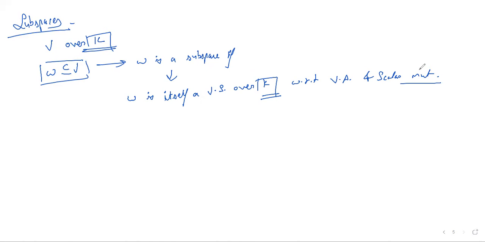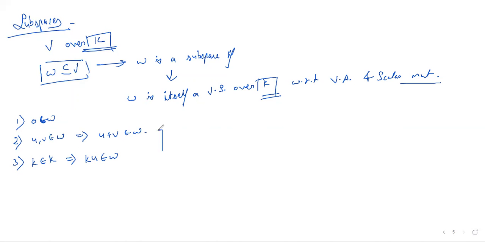Now let's see the simple criteria of checking whether W is a subspace or not. There are simple criteria to check. First, 0 should belong to W. The vector 0 should belong to W. Second thing, if u, v belong to W, then the vector addition u plus v should also belong to W. And third one is scalar multiplication: if k belongs to the scalars K, then ku, the scalar multiplication of k with the vector u, should also belong to W.